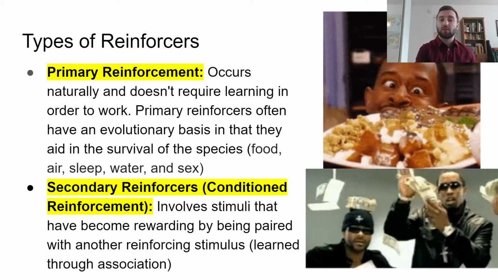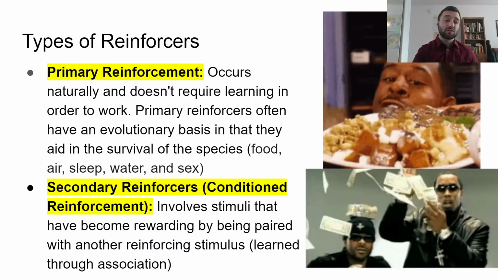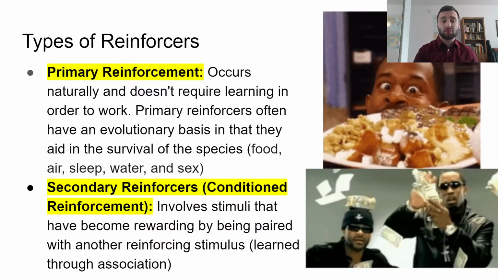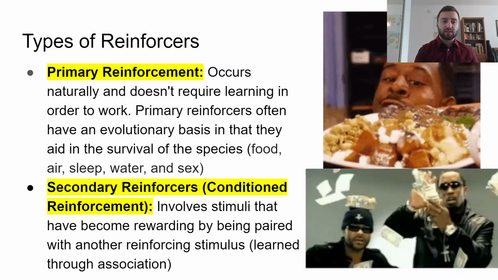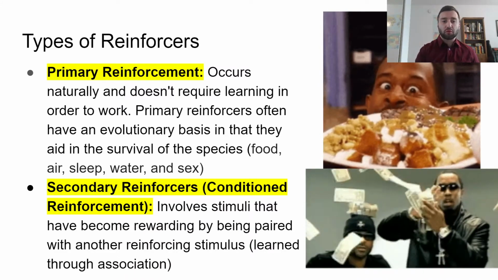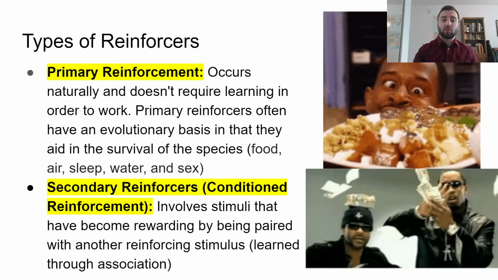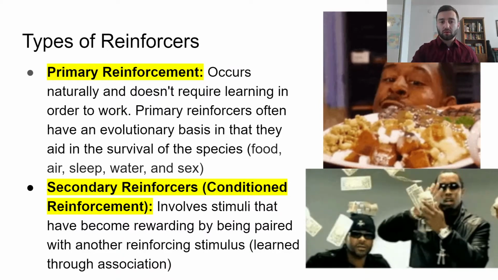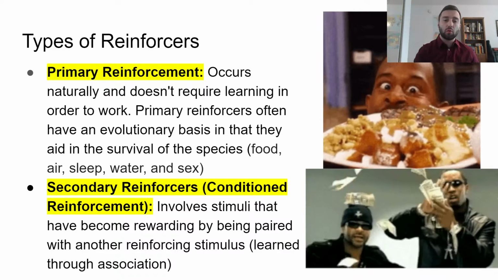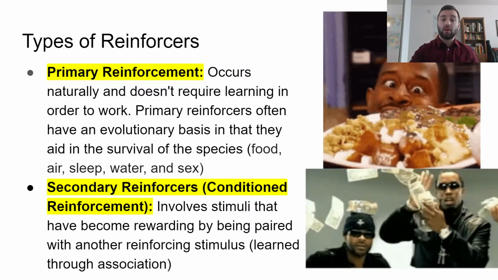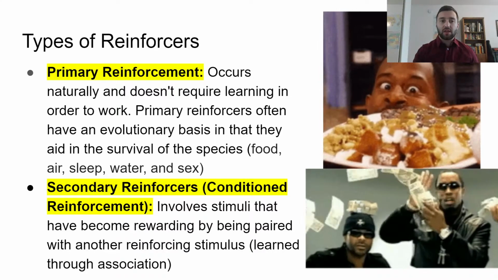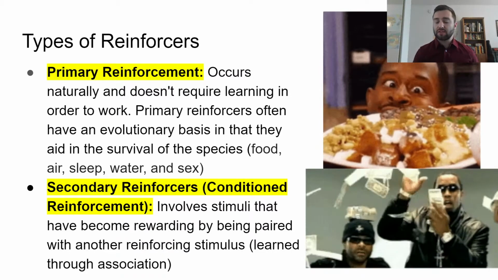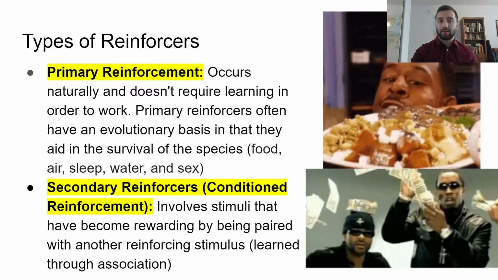Secondary reinforcers are a little bit different. Secondary reinforcers can also sometimes be called conditioned reinforcement, which actually kind of gives you a hint about what the difference is. So a secondary reinforcer is something that we have learned is a reward. So they've become rewarding by being paired with another reinforcing stimulus. It's a learned association.